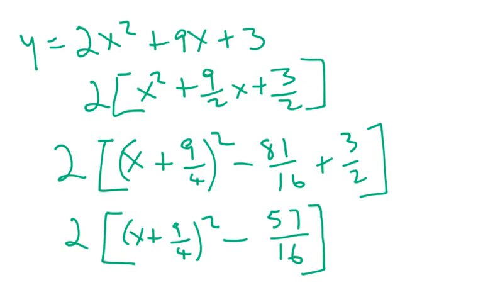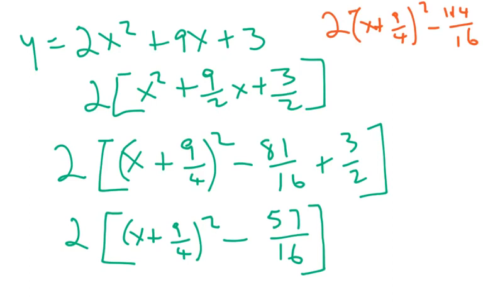Now I can expand out, multiply it by the 2 again, and that's going to give me, and I'll do it in red to make it stand out, 2 times (x plus 9 over 4) squared minus 114 over 16. And you can clean that up any way you see fit.